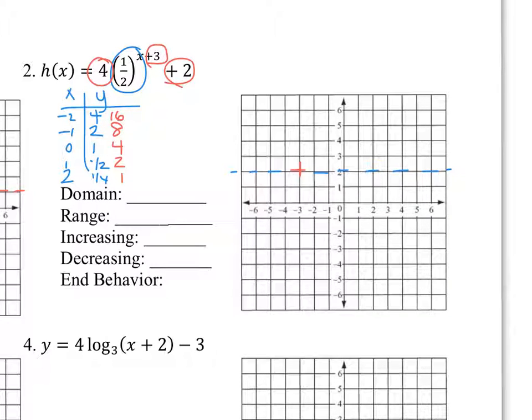So up over 0, up 4. Over 1, up 2. Left 1, up 8. I can't do that. So what if I go over 2, up 1?